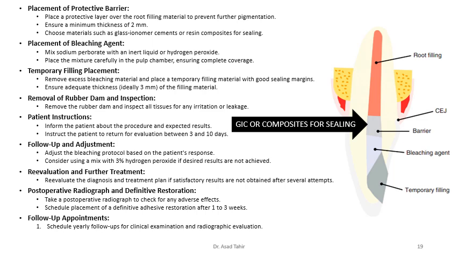Follow-up and adjustment. Adjust the bleaching protocol based on the patient's response. Consider using a mix with 3% hydrogen peroxide if desired results are not achieved. Re-evaluation and further treatment. Re-evaluate the diagnosis and treatment plan if satisfactory results are not obtained after several attempts.